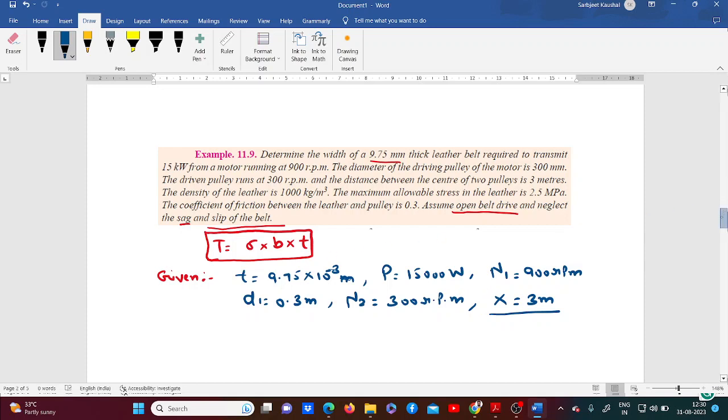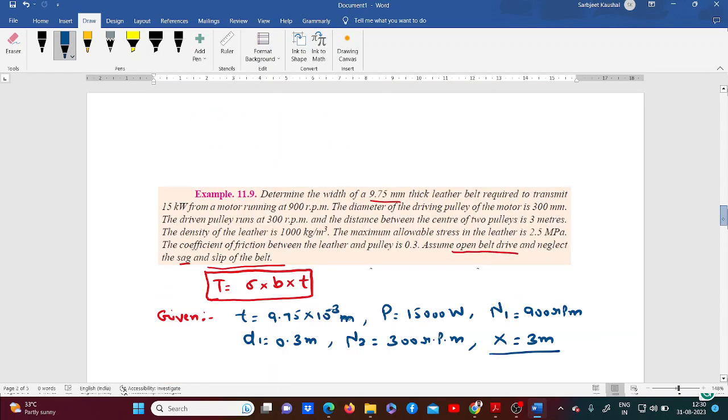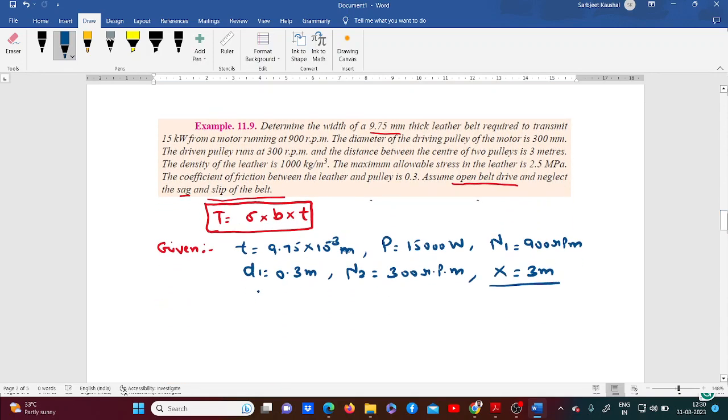Now the next thing which is given to us, the density of the belt, 1000 kilogram per meter cube. Maximum allowable stress in the belt is 2.5 megapascal, that is 10 raised to power 6 Newton per meter square, and coefficient of friction between belt and pulley is 0.3.